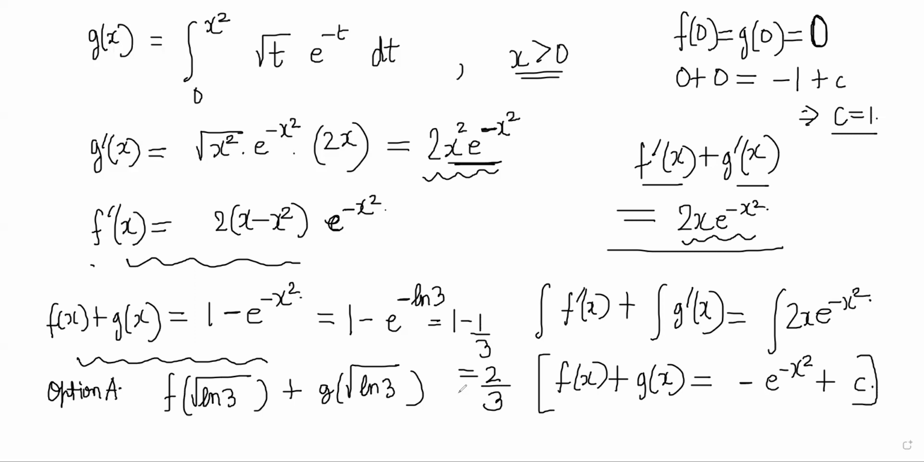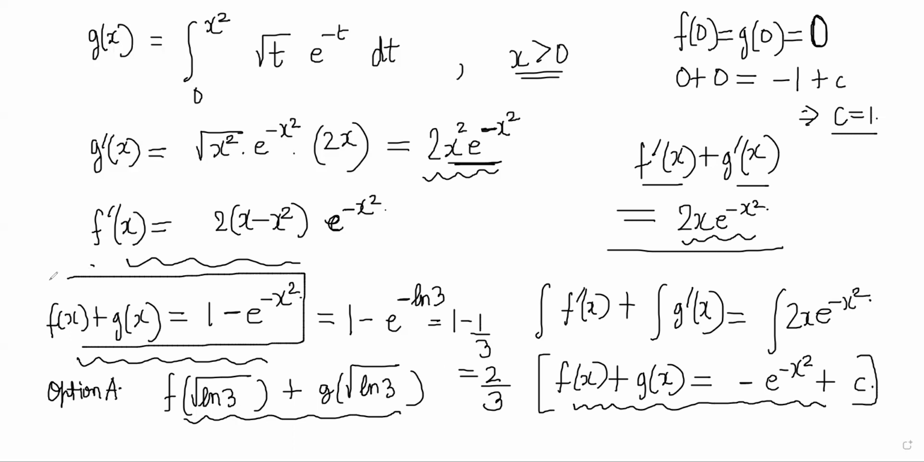And the option was saying that this was equal to 1/3. We are getting 2/3 because we have figured out by solving the differential equation that f(x) + g(x) is equal to 1 - e^(-x²). So our option A is also incorrect. So far we have gotten A and D are incorrect. And now we have to think about options B and C.